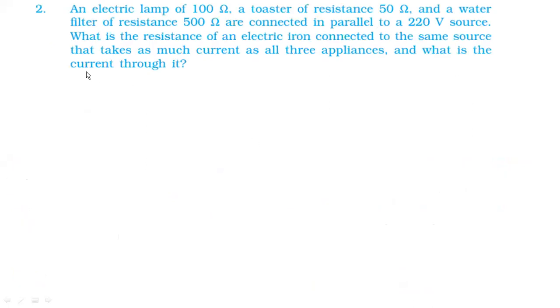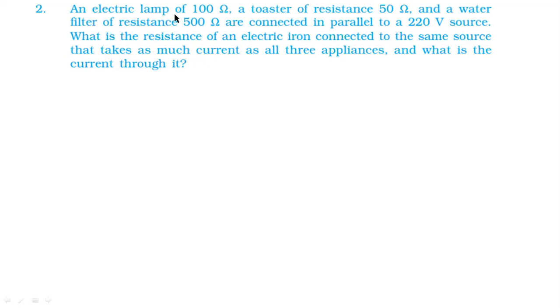In the second question, this is a little bit difficult. So I will explain to you what is exactly happening, and then we'll solve it. They are saying an electric lamp, then a toaster of resistance 50 ohm and a water filter are connected in parallel. So there are three devices and they have connected them in parallel. And what is the voltage source? 220 volt. Let us first focus on the first part. We will talk about the second part about the electric iron later.